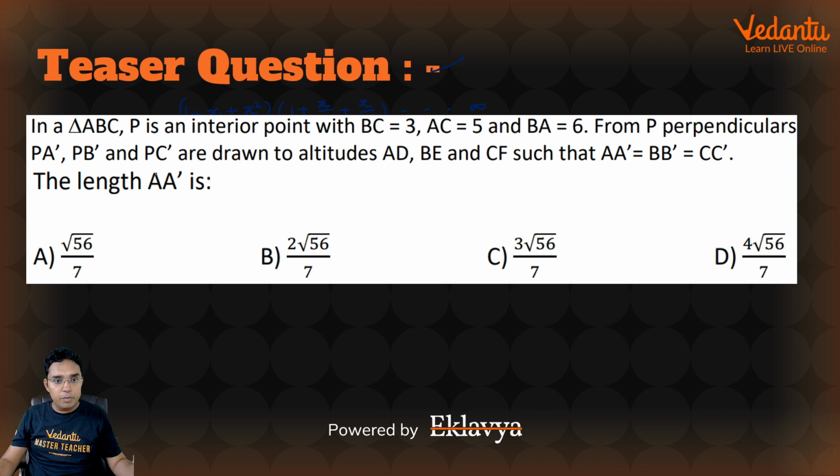Perpendiculars PA dash, PB dash, and PC dash are drawn to the altitudes AD, BE, CF such that AA dash is equal to BB dash is equal to CC dash. We have to find the length AA dash. That is the question. Okay, I'll give you a bonus if you can find AP also. If AP is found, I will give you a bonus.